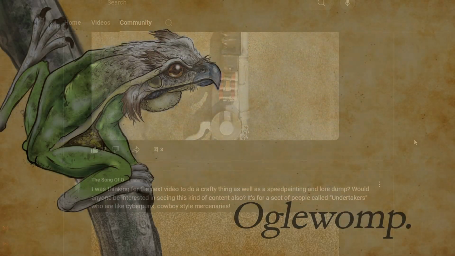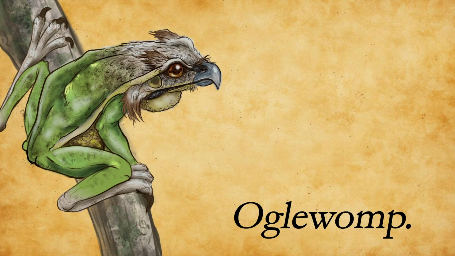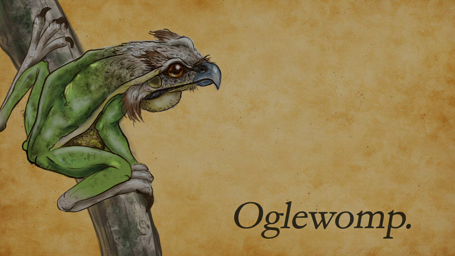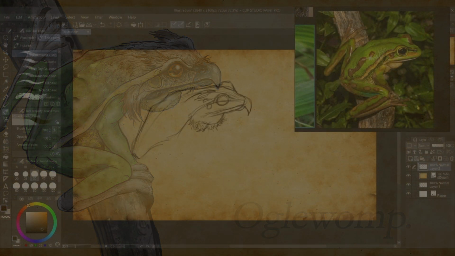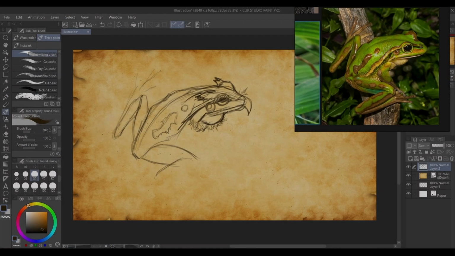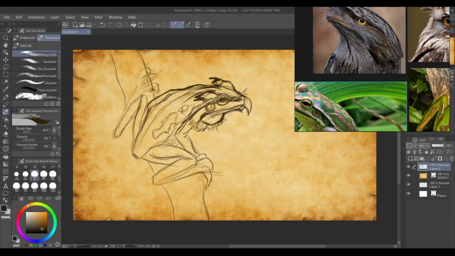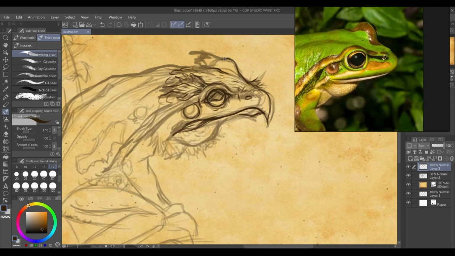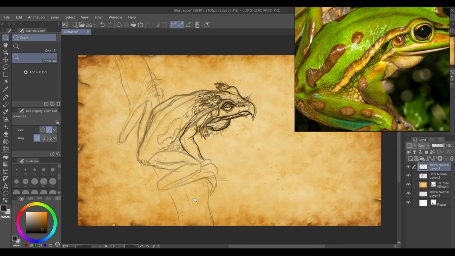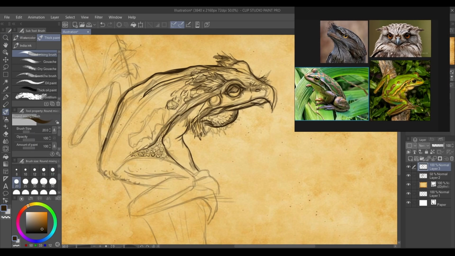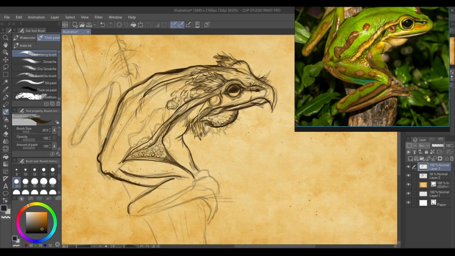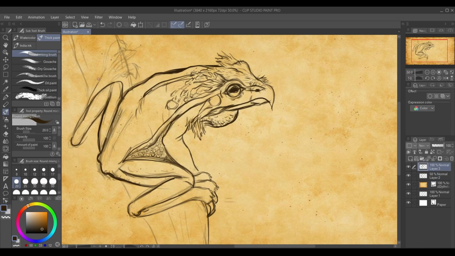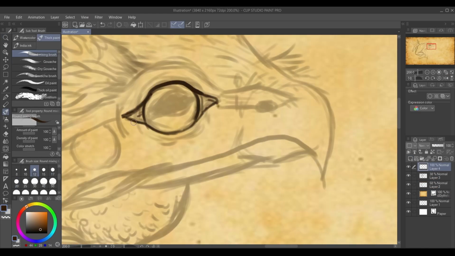Anyhow, this little homie is called an Oglewomp. I knew from the get-go that I wanted to combine the physiology of one of my country's native frogs, the green and golden bell frog, with that of the tawny frogmouth owl from Australia. In terms of its design, I wanted to take into consideration that it was an amphibious nocturnal predator, combining both of the fundamental aspects of frogs and owls.